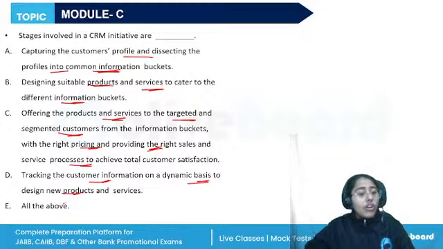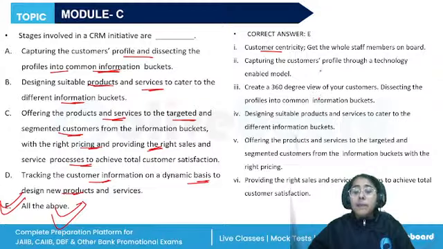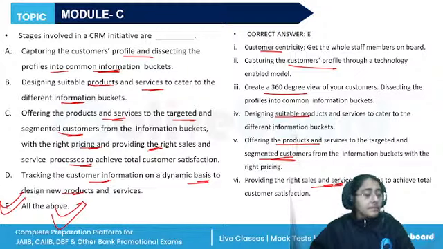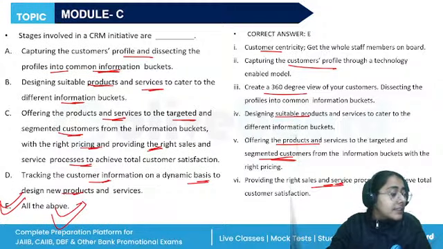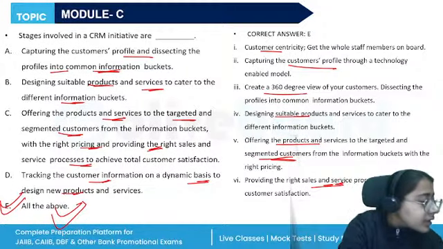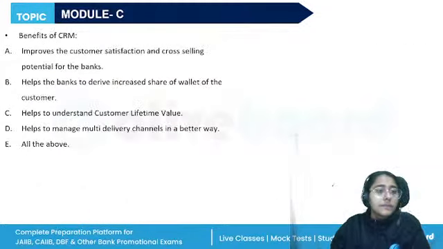Or option E, all of the above. So the stages involved are all of the above. Customer centricity is important, capturing the customer's profile, creating a 360-degree view, designing suitable products, offering the products and services to the segmented customer, right sales and service processes. Customer relationship management gives us the correct insights about the customers, their needs and requirements. Accordingly, products and services can be sold.